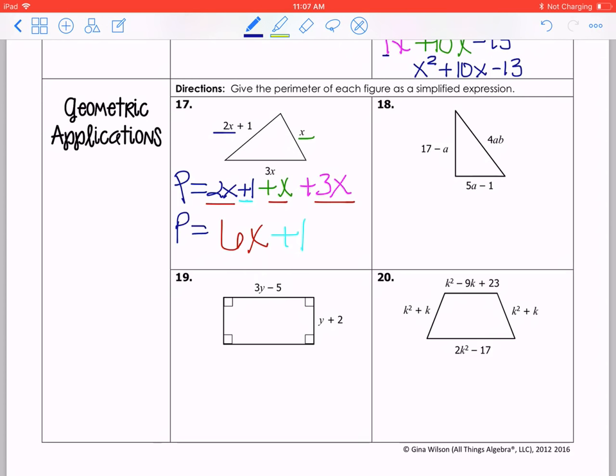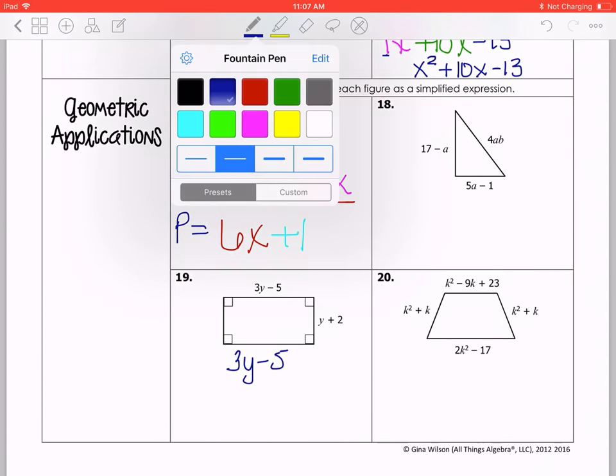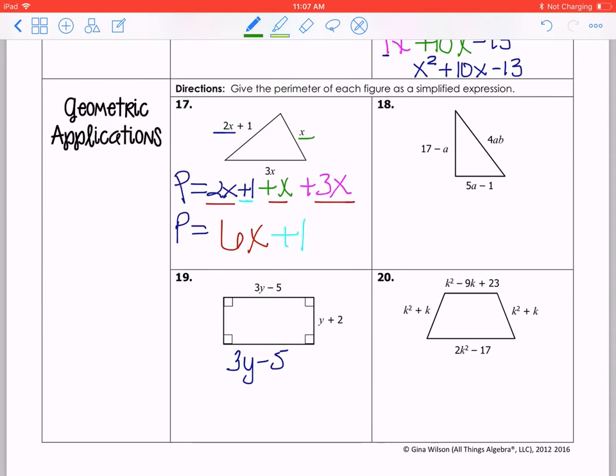Number 19, same thing. Now not every side is labeled, but the perfect thing about a rectangle is if one side is 3y minus 5, that means the side opposite is the same. Same thing with the y plus 2. If it's that on the right side, it's also that on the left side.